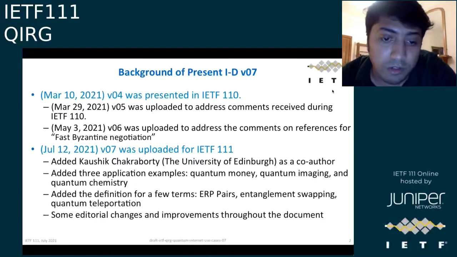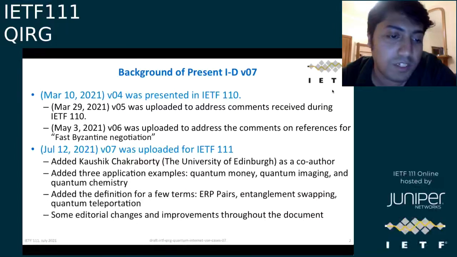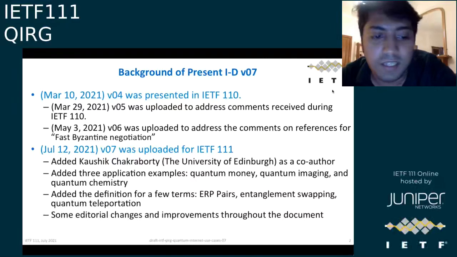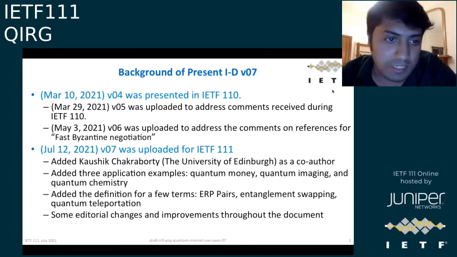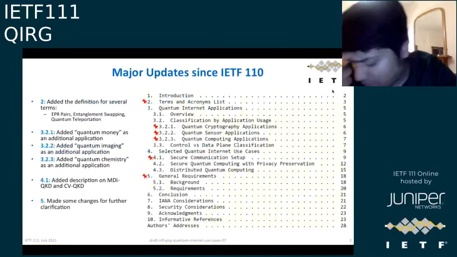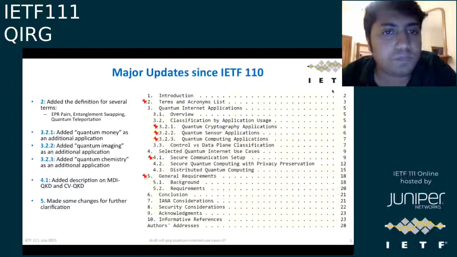Then we also added some new definitions for terms like EPR pairs, entanglement swapping, and quantum teleportation, because those are very essential terms we need if we want to understand the basic principle of untrusted quantum repeater networks. We also made some editorial changes and improvements throughout the document. Okay, so these are the bullet points, and now let's have a closer look.